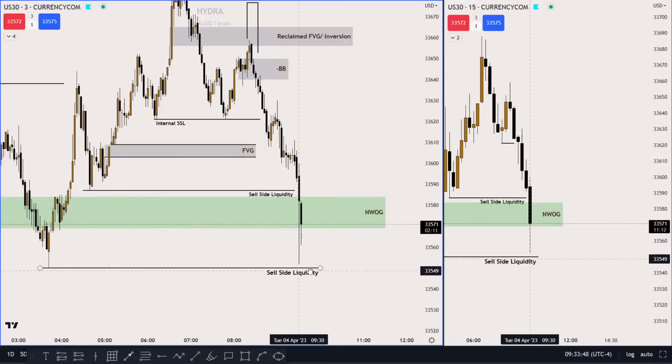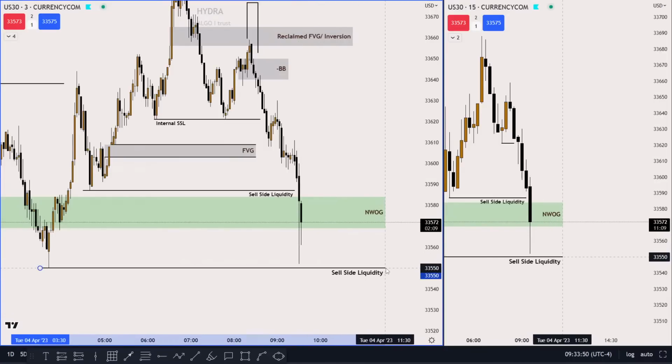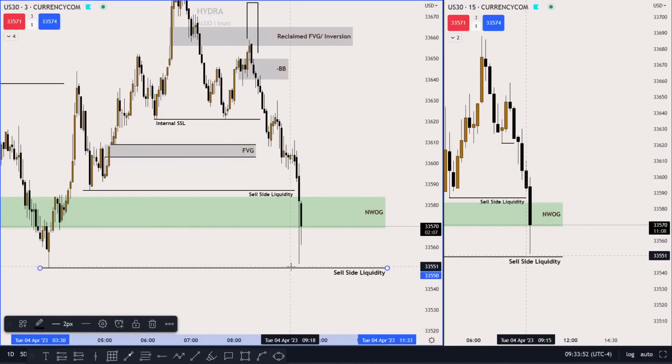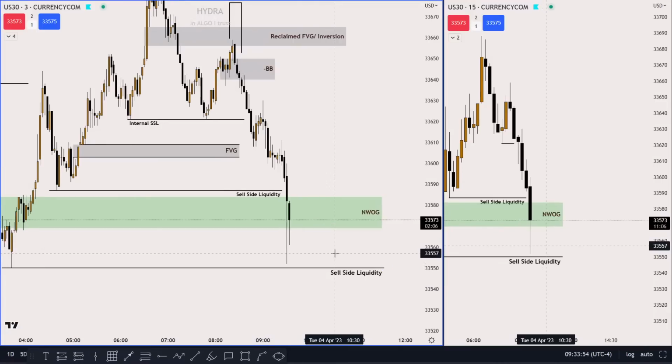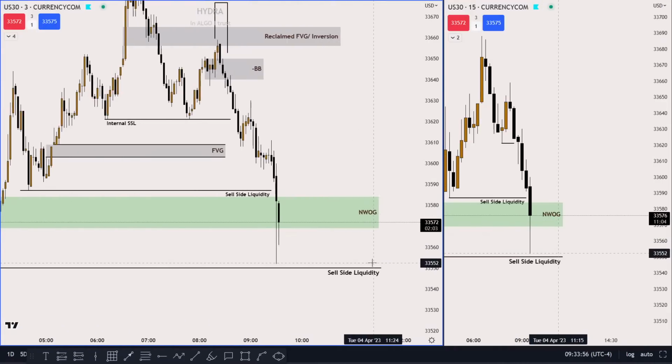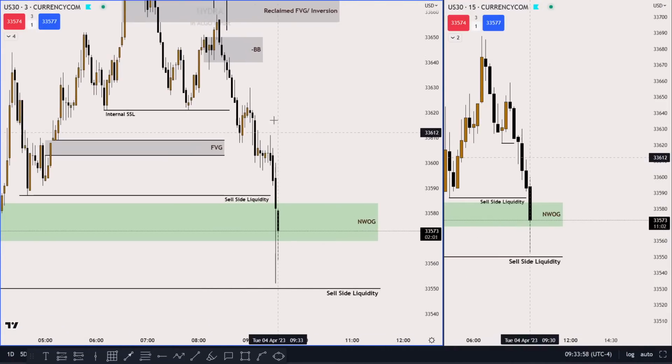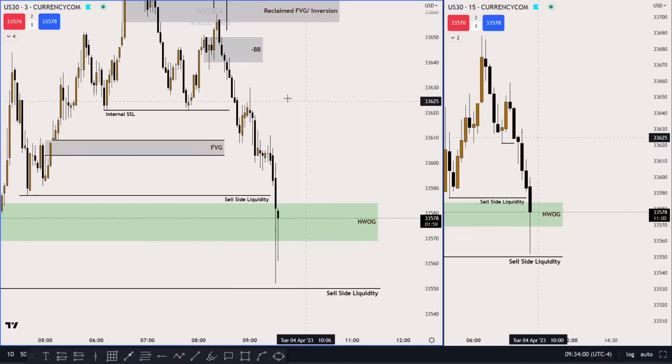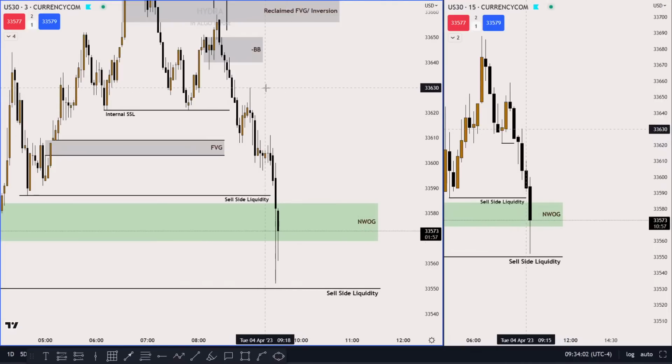So I want to see this equal low getting taken out. I don't want to see price leaving this equal low. Sorry, I'm saying equal high, I mean equal low. Okay, did you see any breaker block setup forming in the 9:20 to 9:30 macro? No.